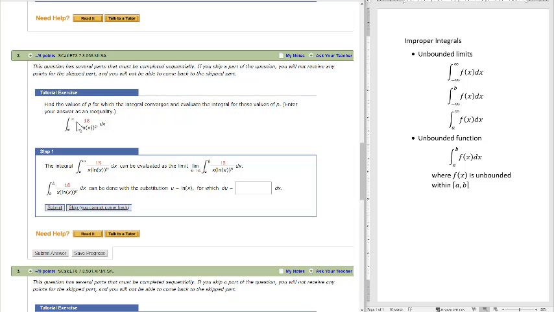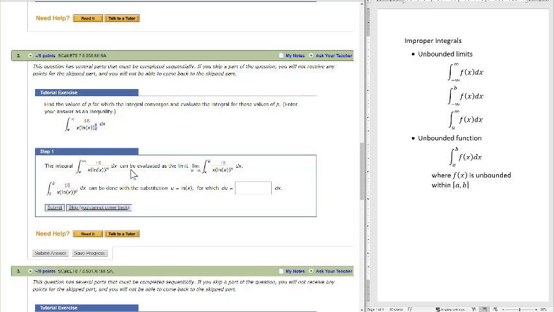Okay, so this is our integral. We're going from e to infinity, so this is an unbounded limit. That is our integral, and that's our type of improper integral. We have the number 18 divided by x, and then we have ln x raised to the p power.